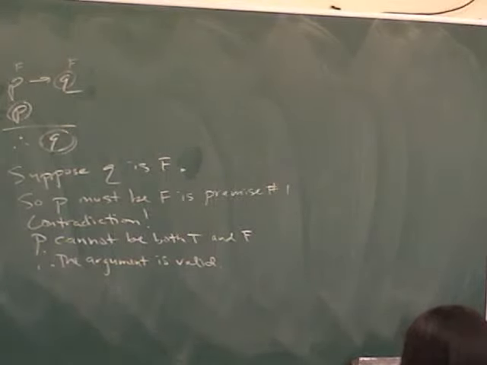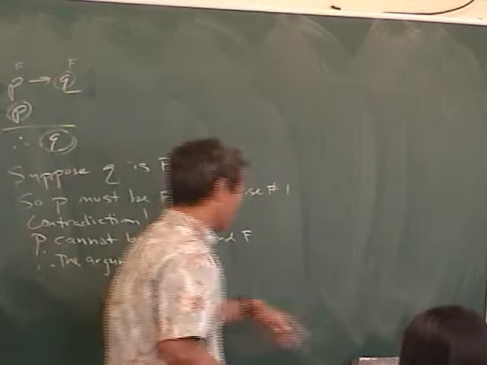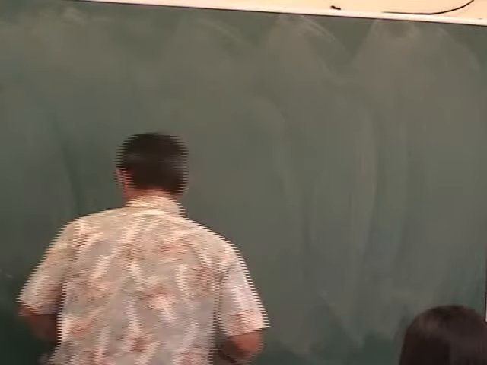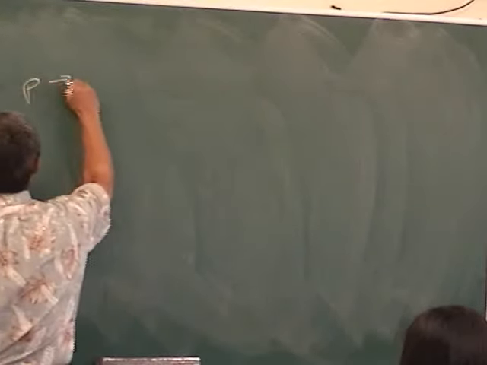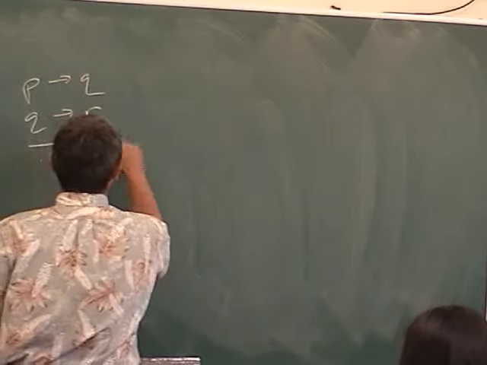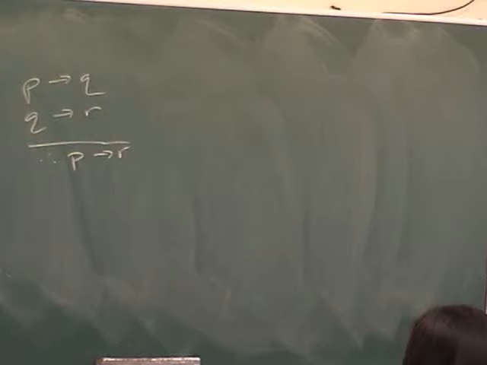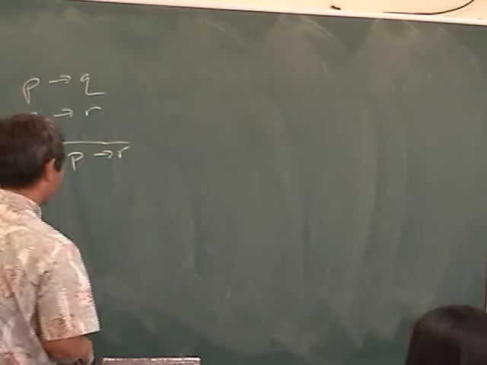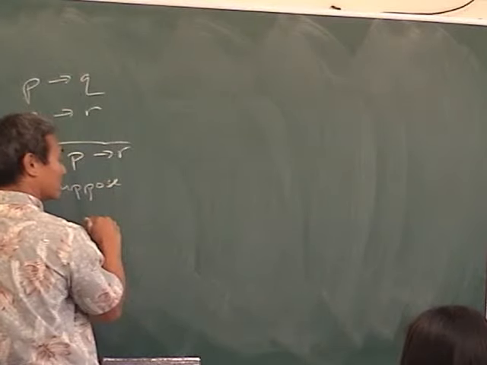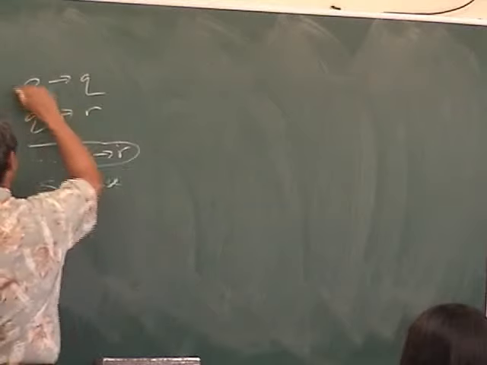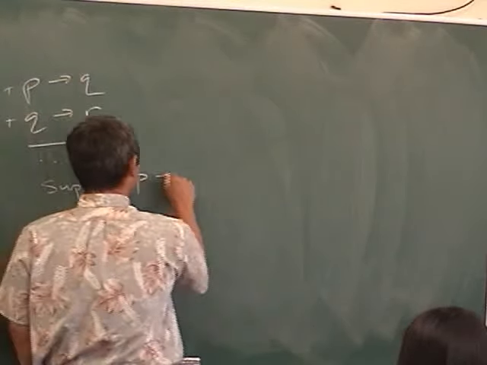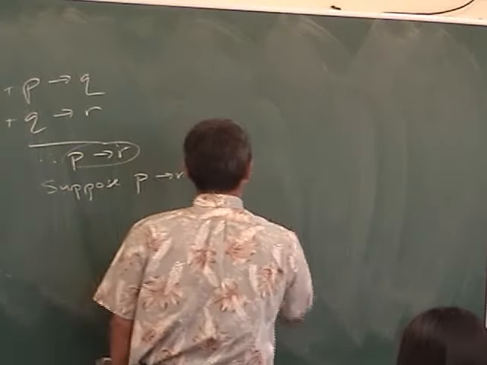Okay, let's just do one more and we're done. Let's look at the law of syllogism again. P implies Q. Q implies R. Therefore, P implies R. We already know this is valid. Prove that this is a valid argument by doing an indirect proof. What's the first sentence in any indirect proof? Suppose this is false. If this is true and this is true, this must be true also. So we suppose that P implies R is false.